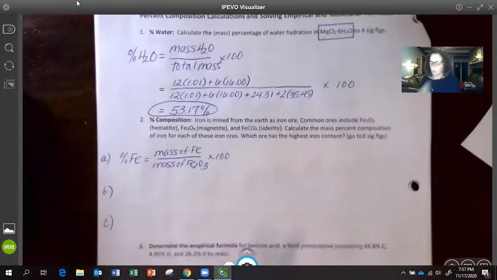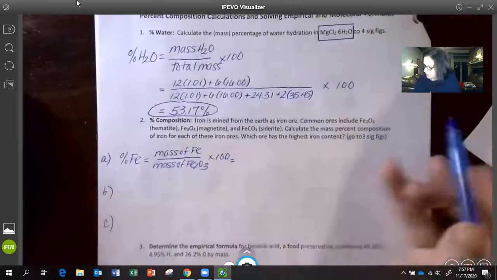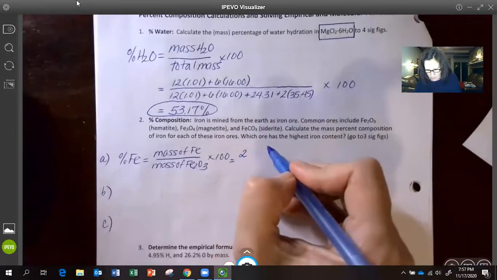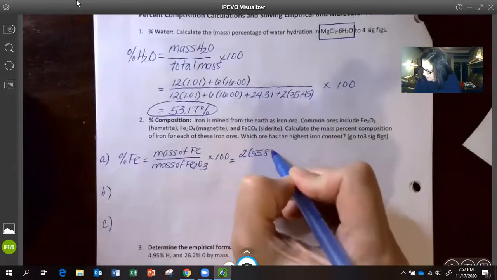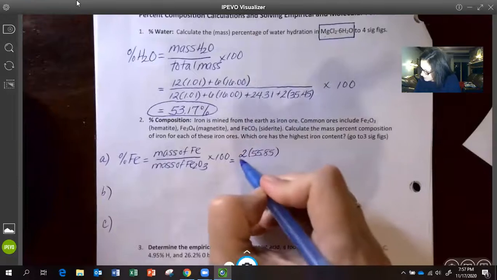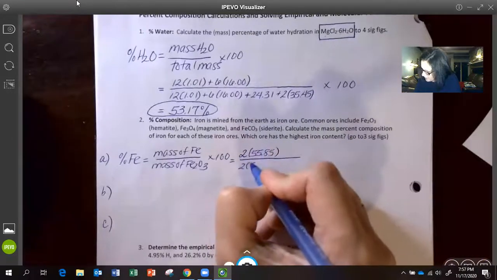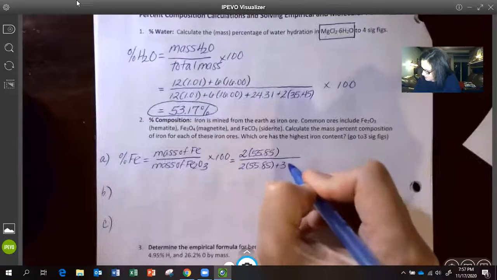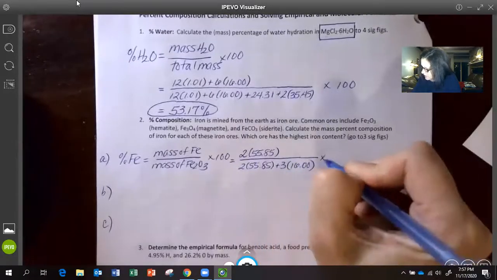So we'll just set up one of these together. In Fe2O3, we have 2 iron ions, each one with a mass of 55.85 from the periodic table. And then we do that over the total. So we have 2 iron ions plus 3 oxide ions times 100.